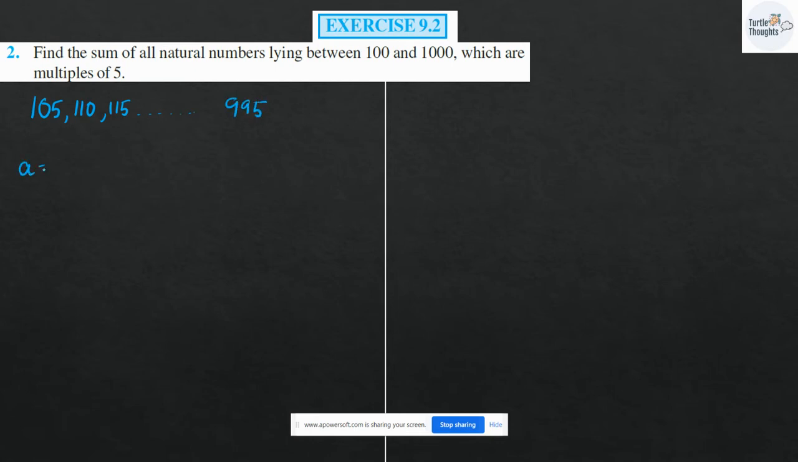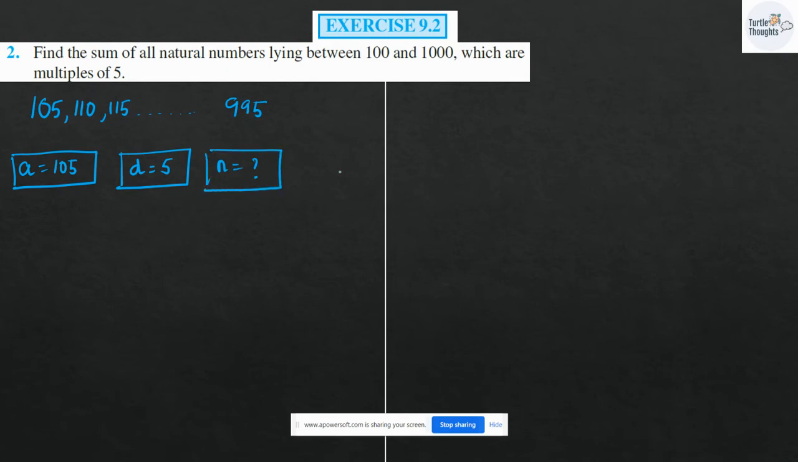So the sequence is going to start with 105, 110, 115, till 995. So I can write a will be equal to 105. d is equal to second term minus the first term, which is equal to 5. Do you know what is n? n you don't know. Last element an is given as 995. So what we have to find out? We have to find out the sum, Sn.